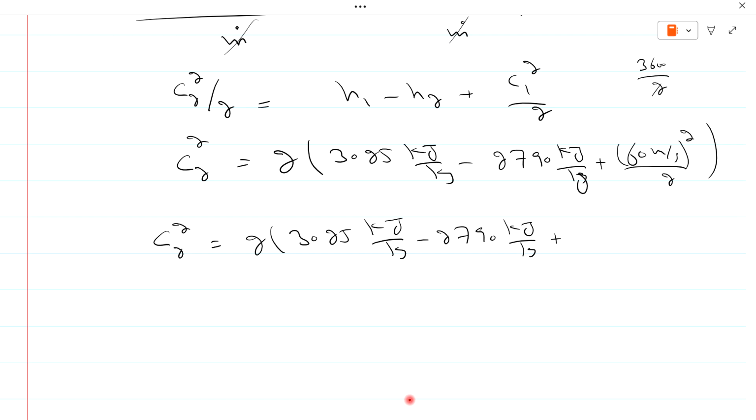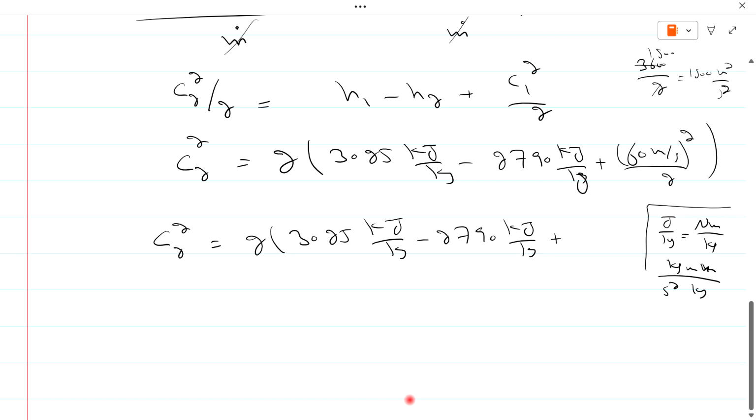So 2 ones are 2, 2 18s are 1800 meter square per second square, and we know that meter square per second square is equal to joule per kg, because joule per kg is the value of joule, which is Newton meter, divided by kilogram. Newton is equal to kilogram meter per second square, and write this meter and this kilogram. This is meter, so kilogram is cancelled with kilogram, so meter multiplied by meter is equal to meter square per second square.